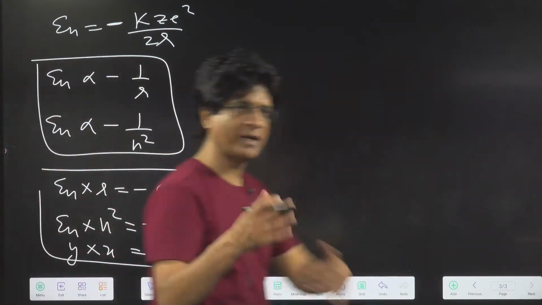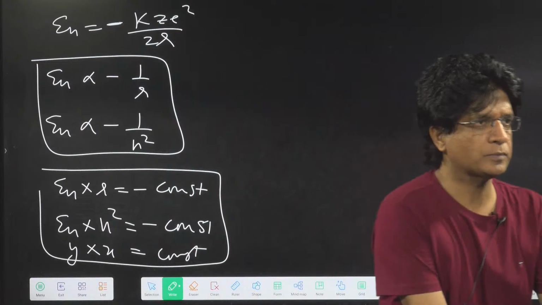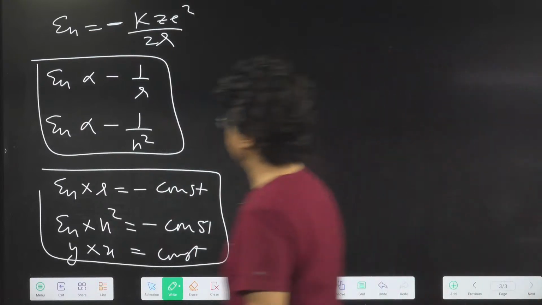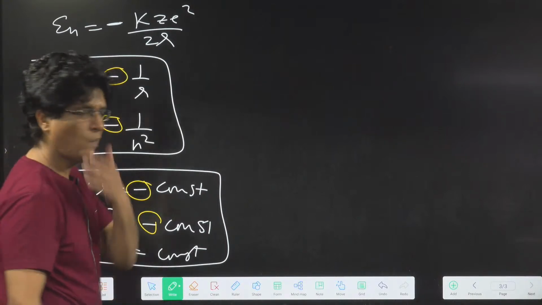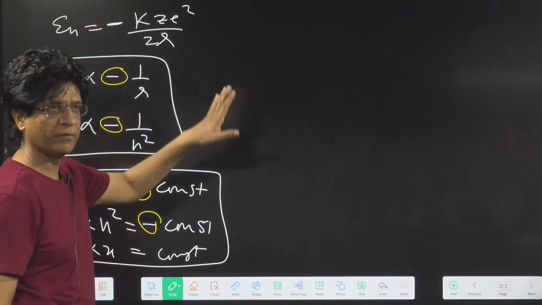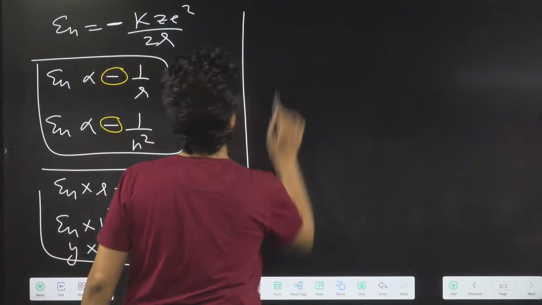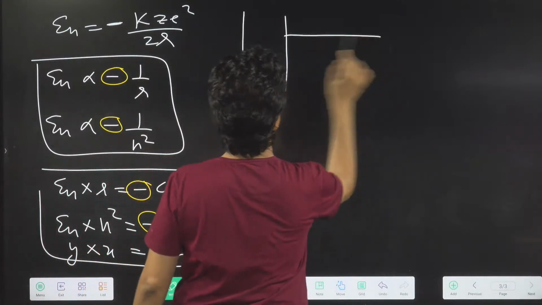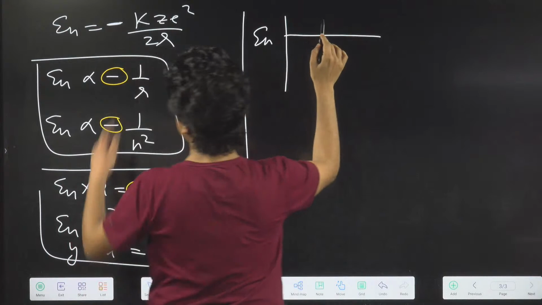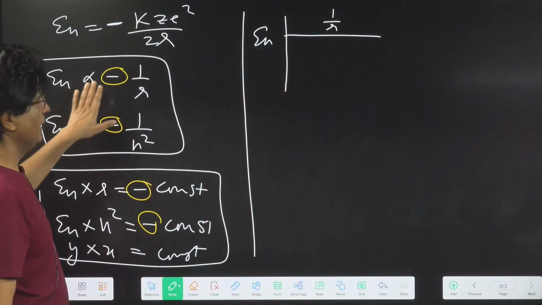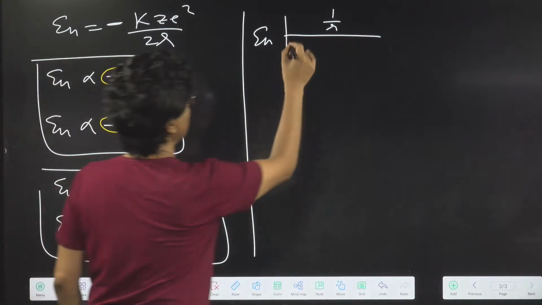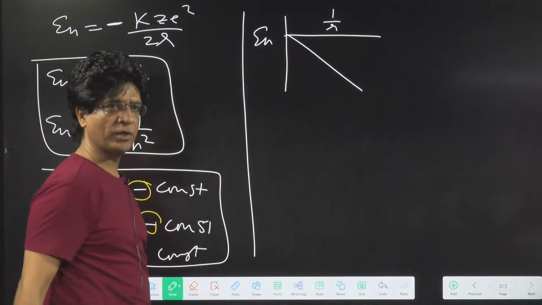So shall we draw some graphs now? Now come over here. This is a negative value, negative value, negative value. Energy is always negative. So I'm having this graph now. This is En and this is 1 by R. So energy will be negative with a negative slope. Negative slope is like this always. Yes or no?